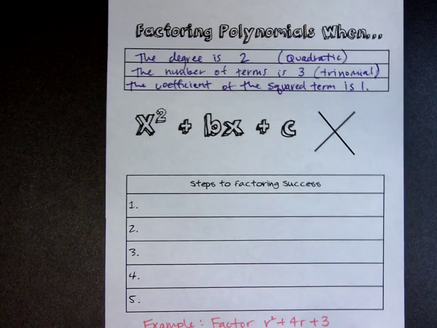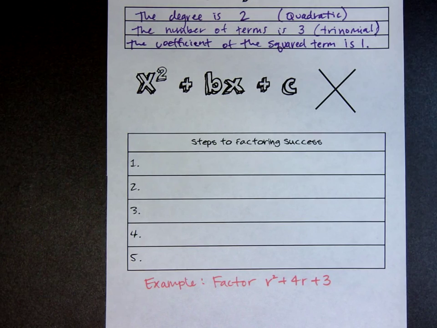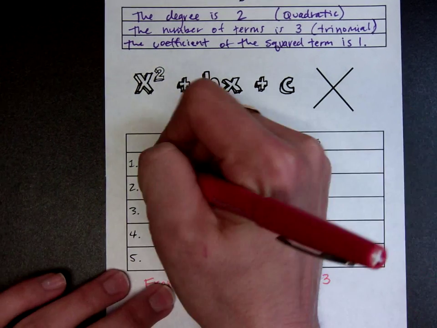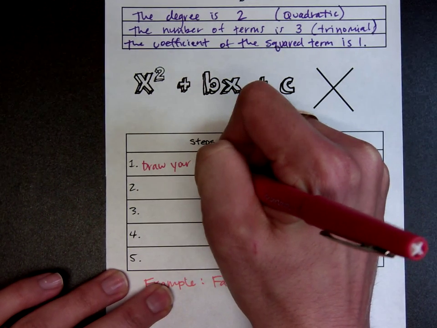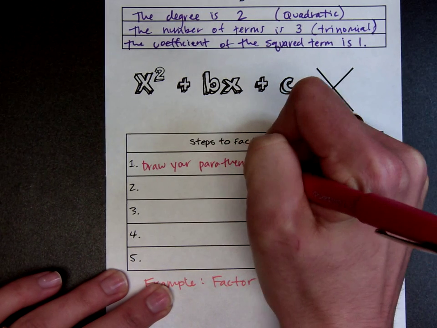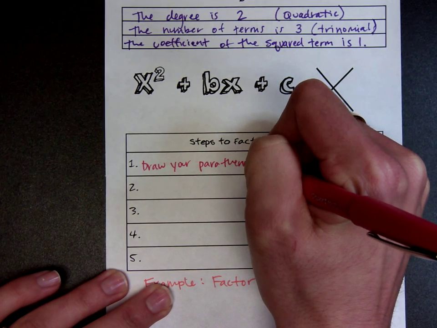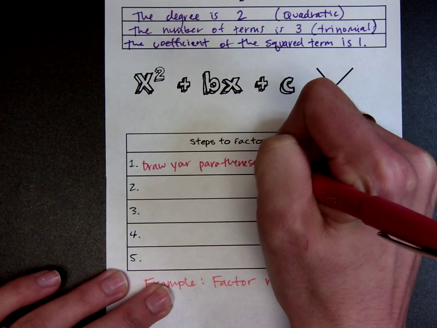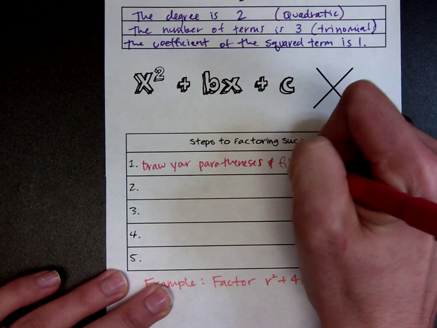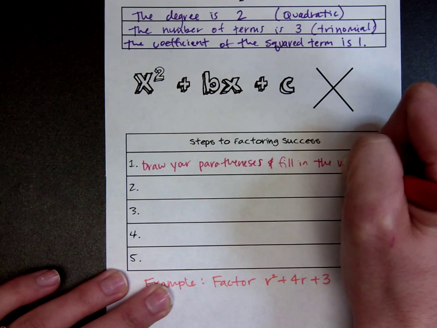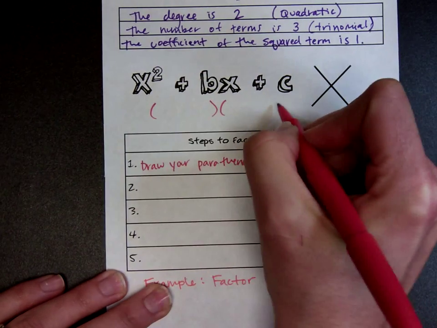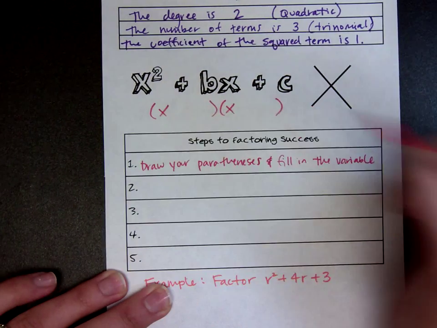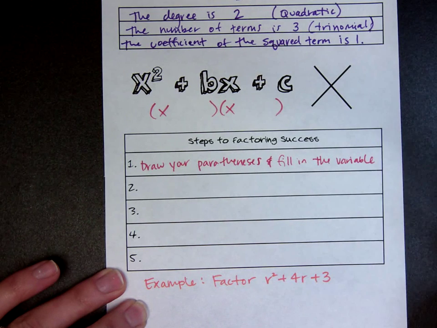Okay, so this is why we practice those diamond problems. Okay, so here's a couple steps. So first, we're going to draw our parentheses. And fill in the variable. Okay, so over here we're going to draw parentheses underneath, and we're going to start with x and x in each parenthesis. That's step number 1.